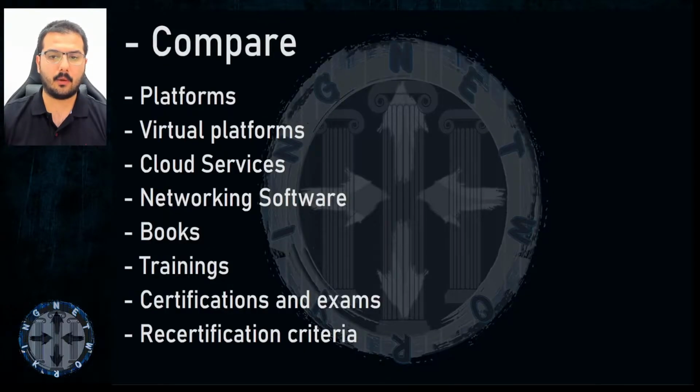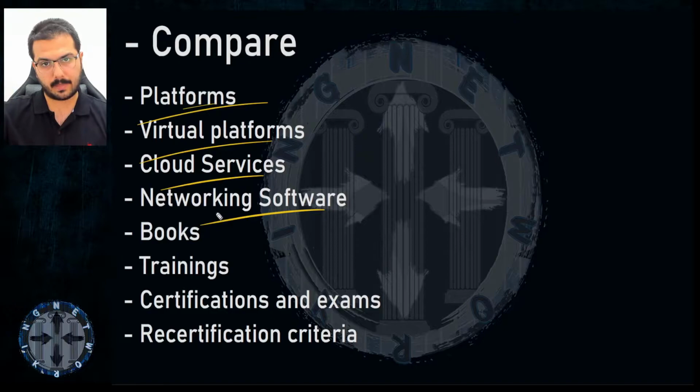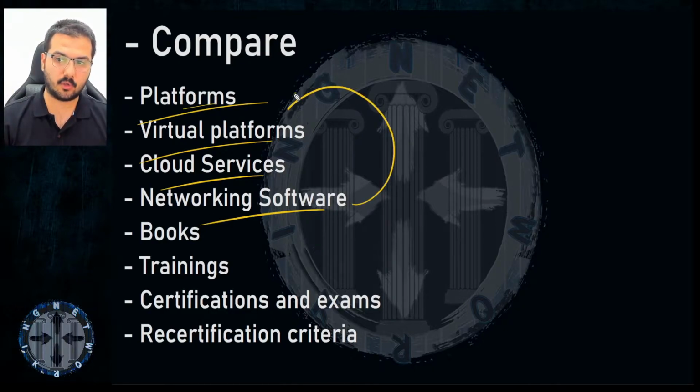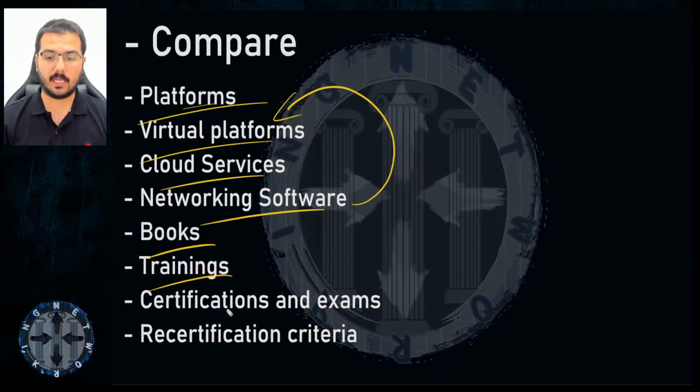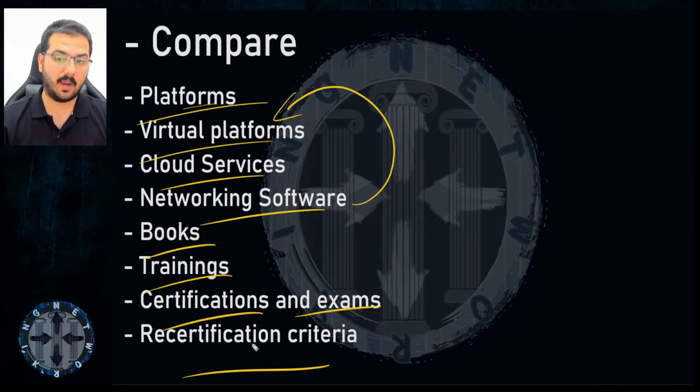Okay, what are we about to see today? I will compare the platforms that these two companies produce, the virtual platforms as well, cloud services if they are supported, and networking software, and by that I mean the operating systems of the network platforms that they produce, and the virtual platforms as well. Also books if they produce any, trainings if they provide any, certifications and exams. When it comes to these two names, Cisco and Juniper, sometimes all you think about when you hear one of them is either a certification or an exam, as well as how to recertify with both of them.